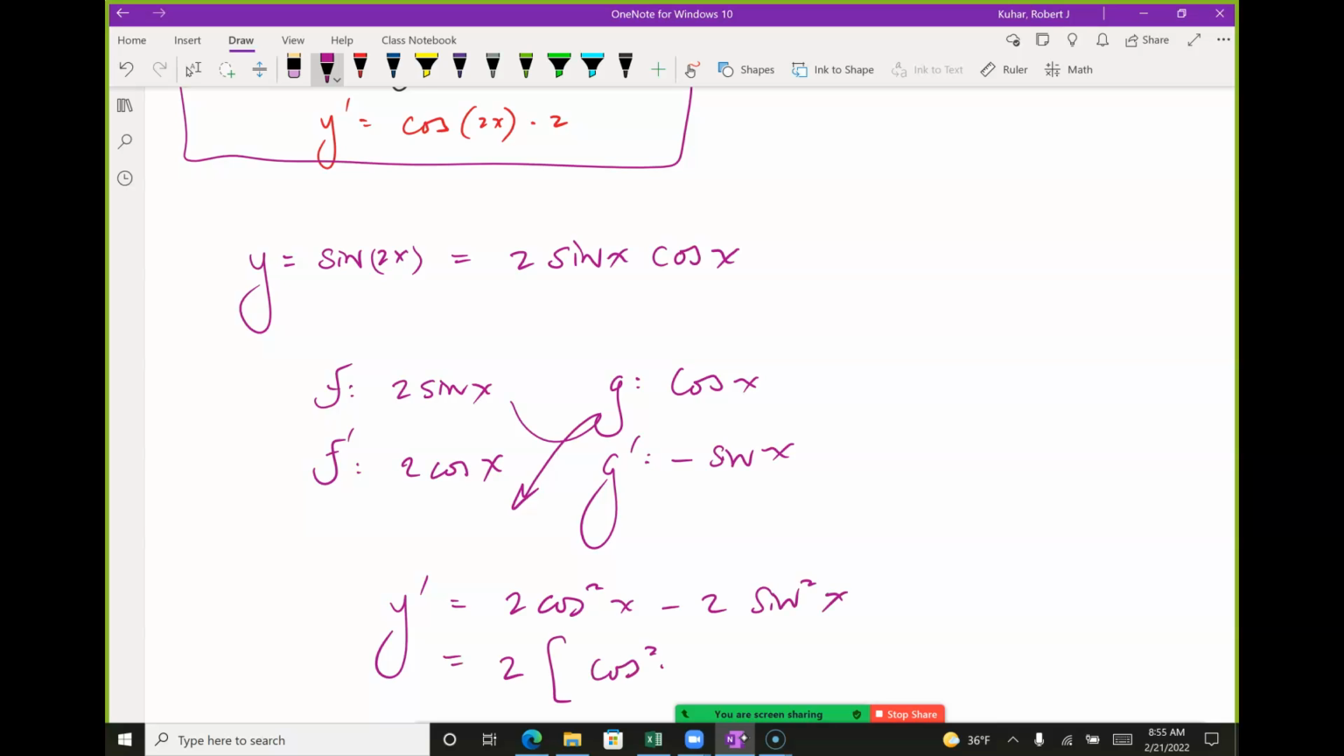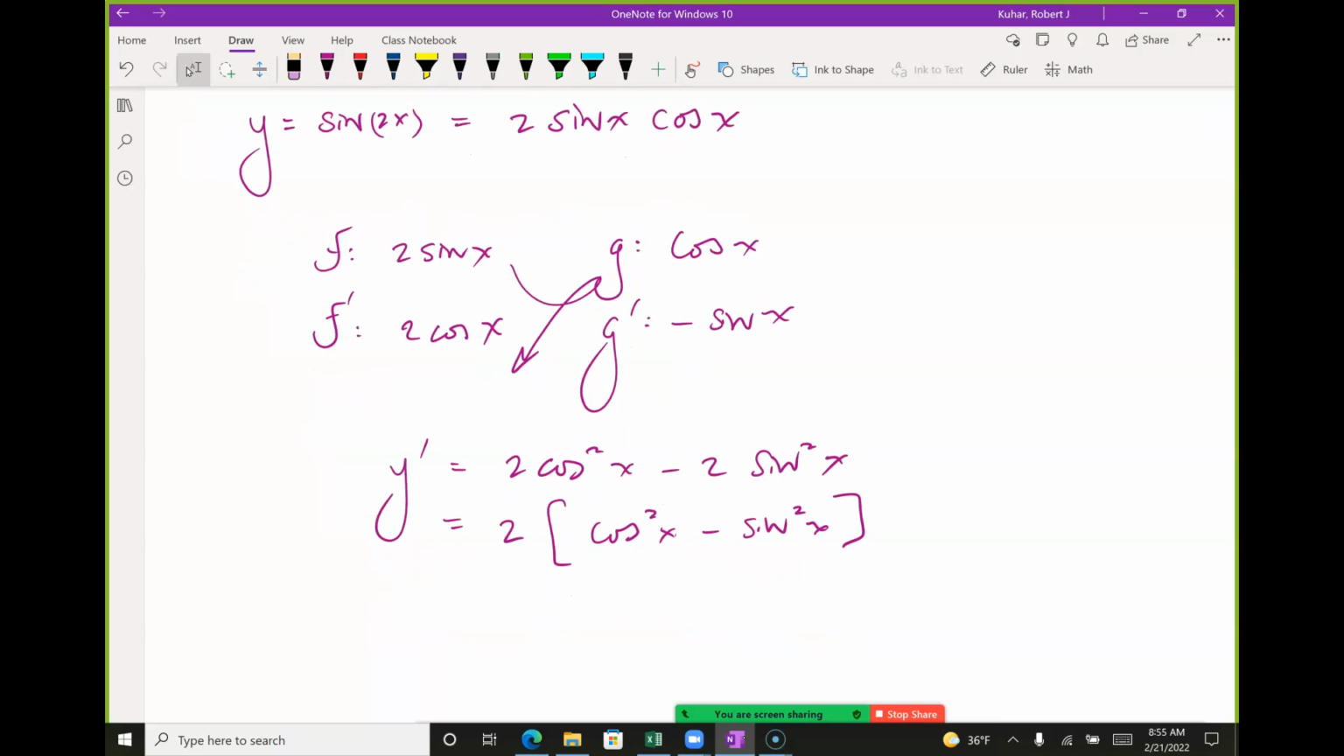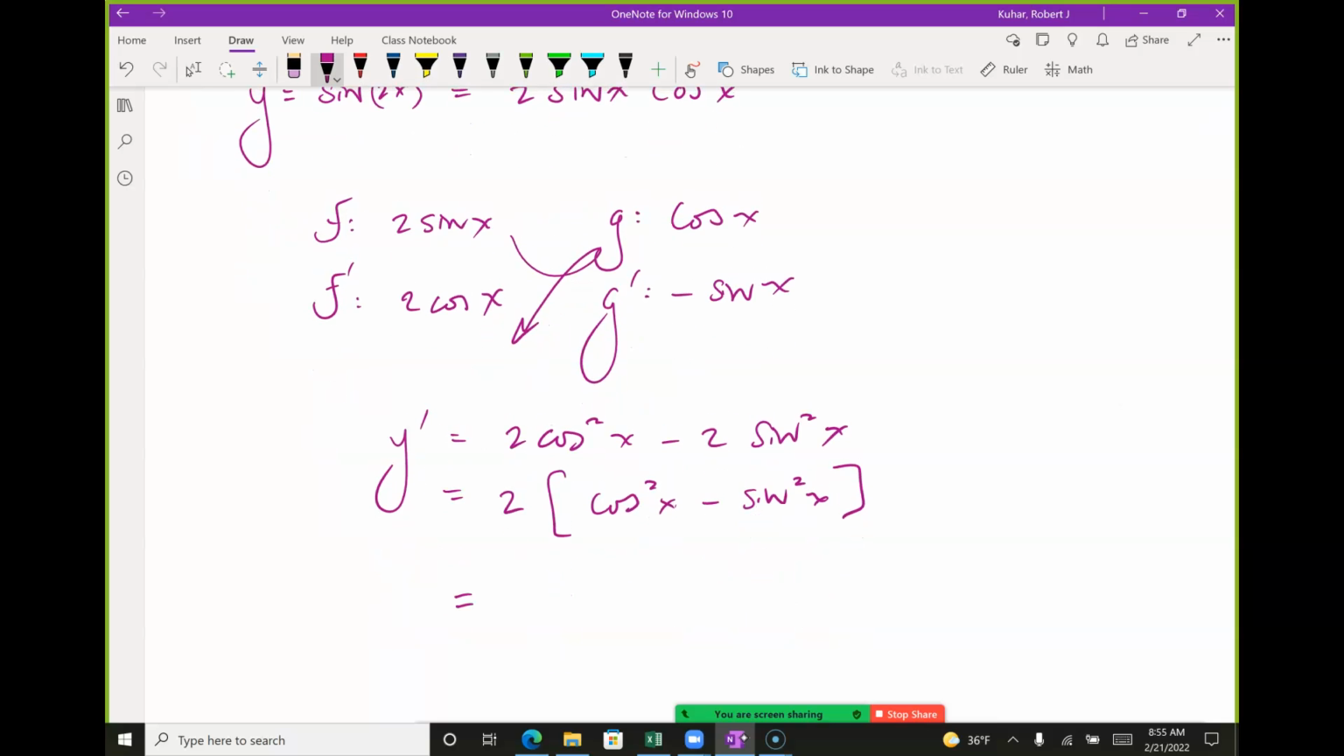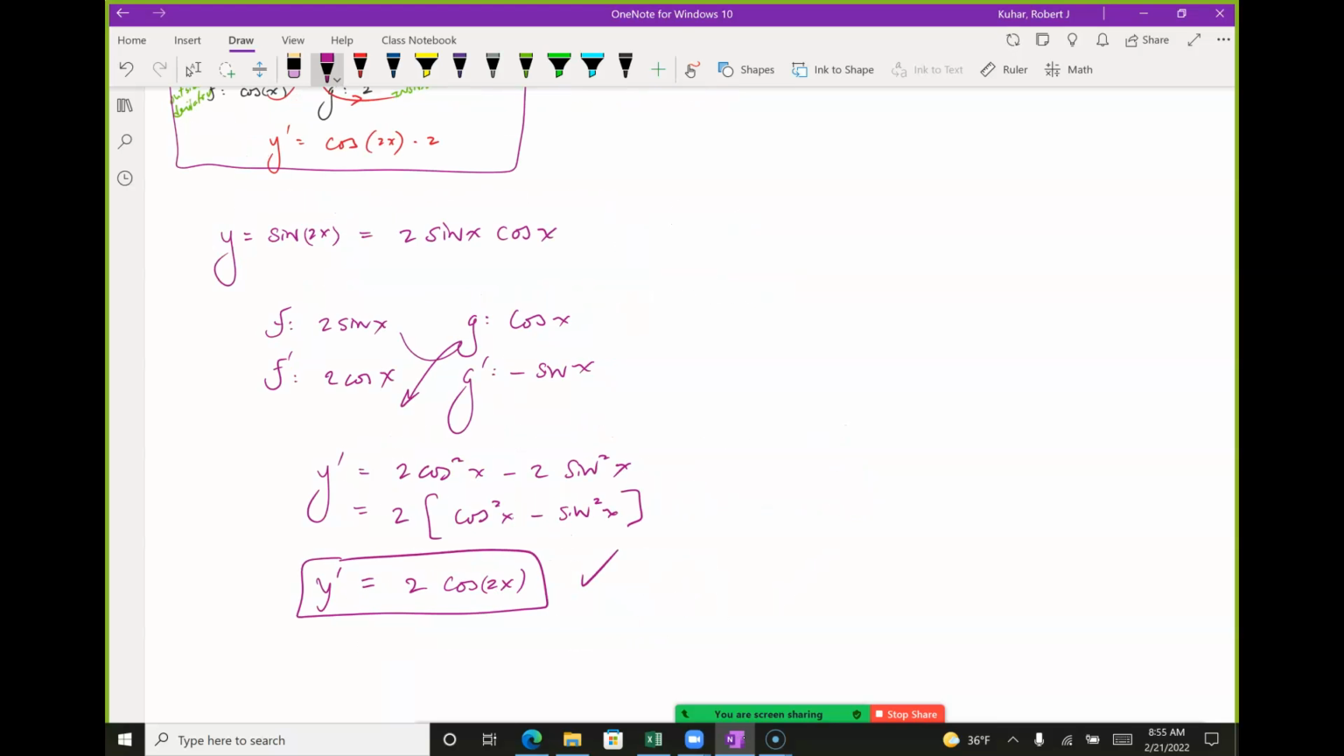So I could factor out the 2, and then I should recognize that identity. What's that identity? Cos squared plus sine squared is 1. No, it's cos 2x. So same answer as my chain rule.